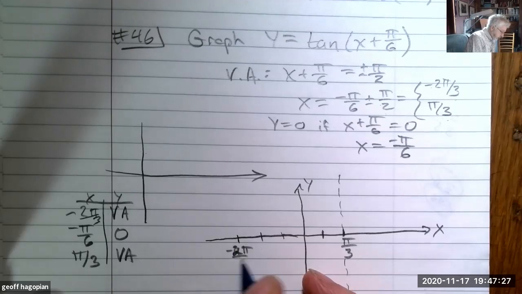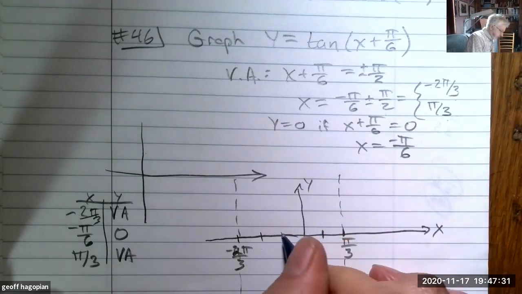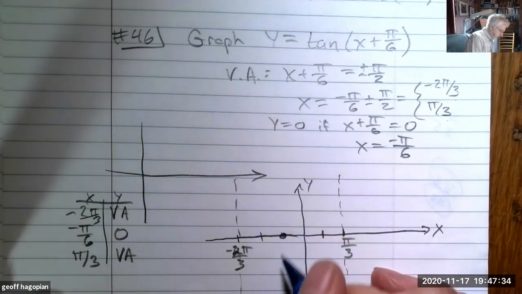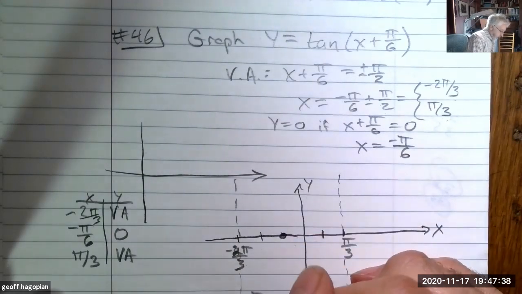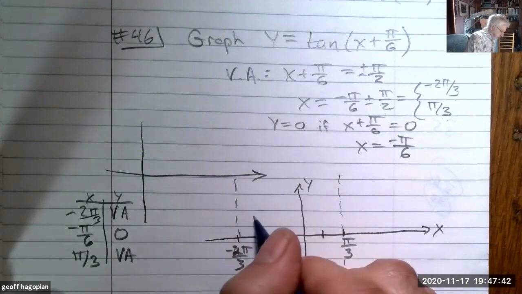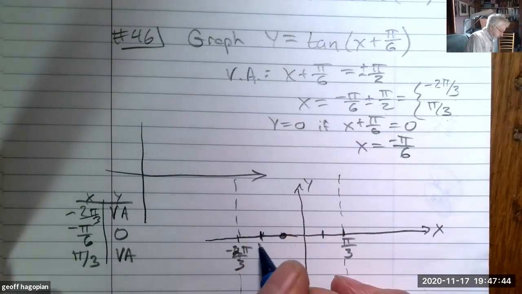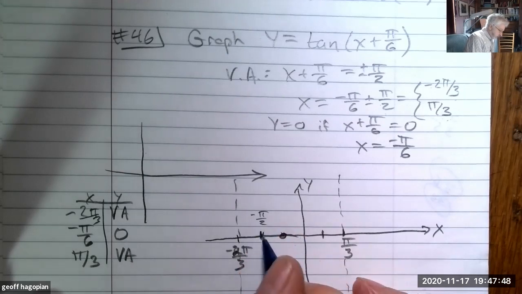So let's draw that like that. There's another vertical asymptote. The midpoint is negative pi over 6. That's where the 0 is, the midpoint between the vertical asymptotes. And then if you wanted to plot another point here, you could say, well, this negative pi over 2, I think is what this is. This is pi over 6. Oh, no, it's not.